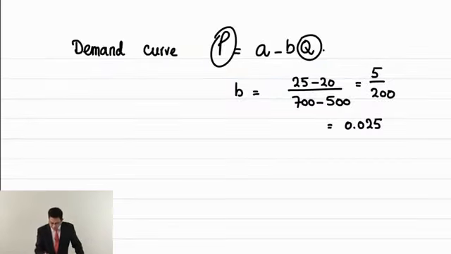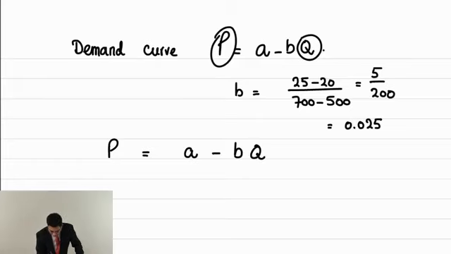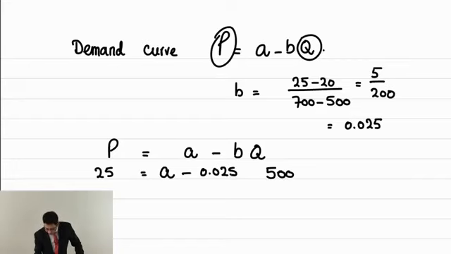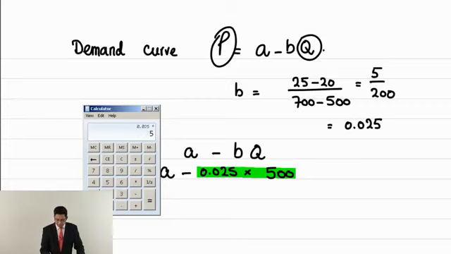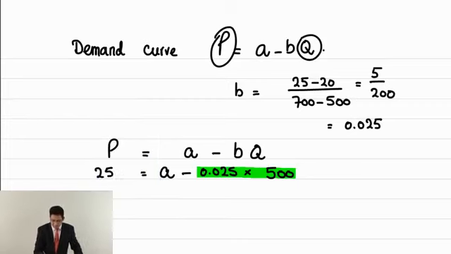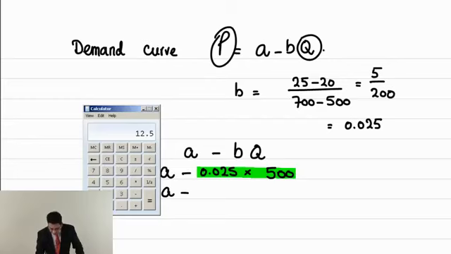So here is P equals A minus BQ. Now P is, let's say, 25. At 25, quantity was 500, this is quantity, and A as it is minus B, remember, 0.025. Now this is what we get. If you multiply 0.025 into 500, we get 12.5. So it comes like this: 25 on one side, then A minus 12.5.